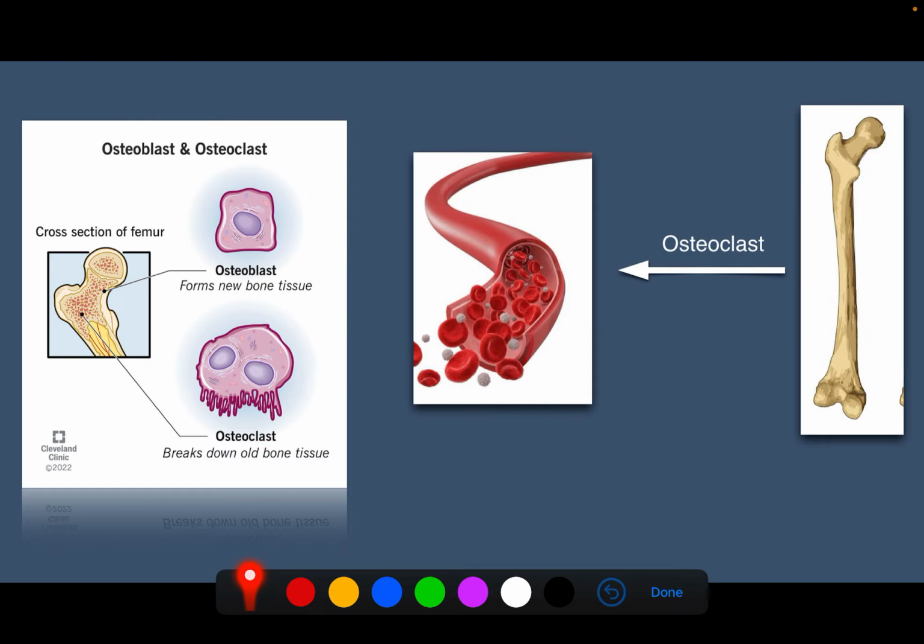So in bone, if there is osteoclastic activity, which means bone resorption is going on, then the calcium in this bone is going to come over into the blood. So the bone calcium will decrease and blood calcium will increase when there is osteoclastic activity.